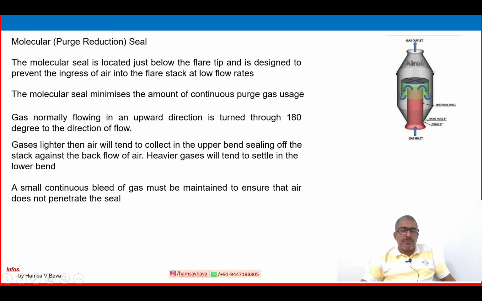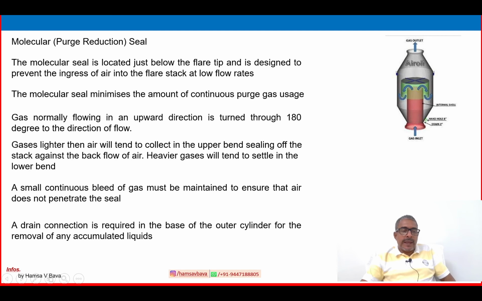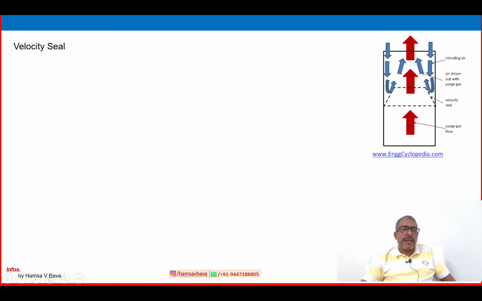A small continuous bleed of gas must be maintained to ensure that air does not penetrate into the seal, maintaining positive pressure, else air will enter back here. A drain connection is required in the base of the outer cylinder, in this area, for the removal of any accumulated liquids. So a drain system is also there.